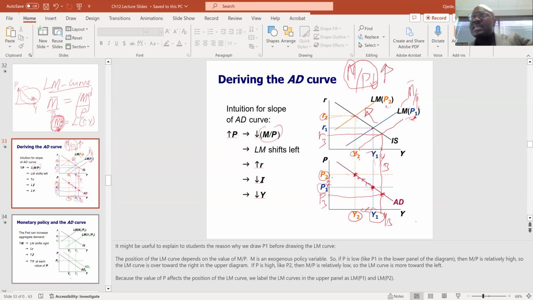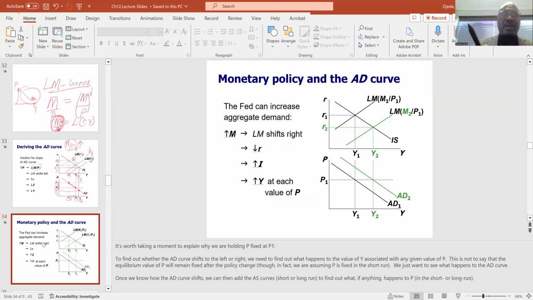So that means when prices start to change, the LM curve will shift as well. Just like monetary policy or credit card fraud can shift the LM curve, which we discussed earlier. A change in aggregate price will also shift the LM curve. Okay, so now let's talk about monetary policy and the aggregate demand curve.